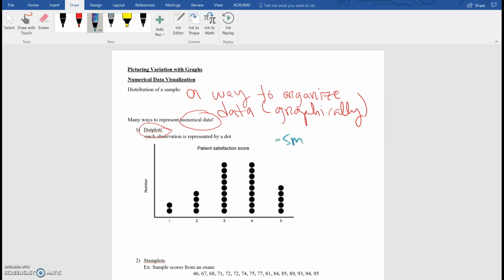If you have a small sample, ooh, this is a cute color. Small sample. Okay. Ooh, all right. Okay. I didn't know that.